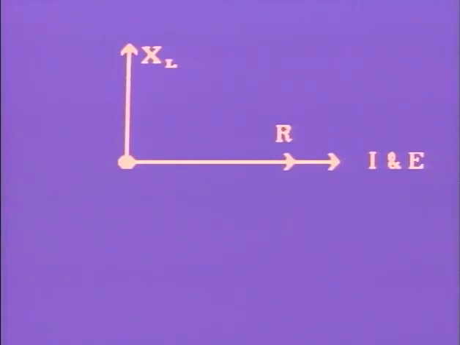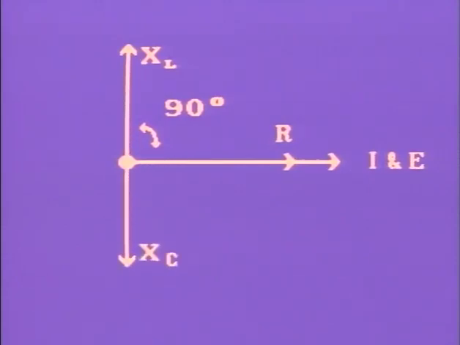This vector line shows that inductive reactance is 90 degrees out of phase with resistance. That is, inductive reactance has a phase angle of 90 degrees. In a purely inductive circuit, inductive reactance causes current to lag voltage by 90 degrees.